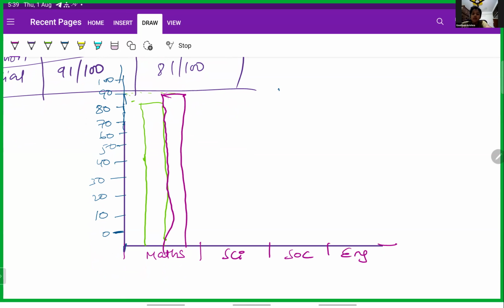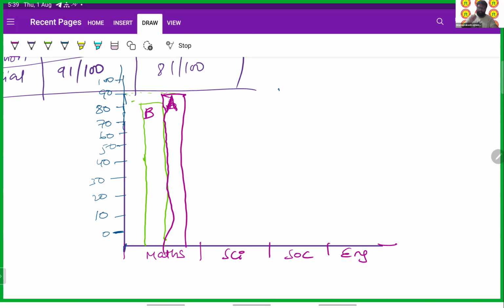Sir, are you drawing a double bar graph? Yes, yes. So double bar, yes. This is the mark of B. So this is the mark of A. And this is the mark of B.